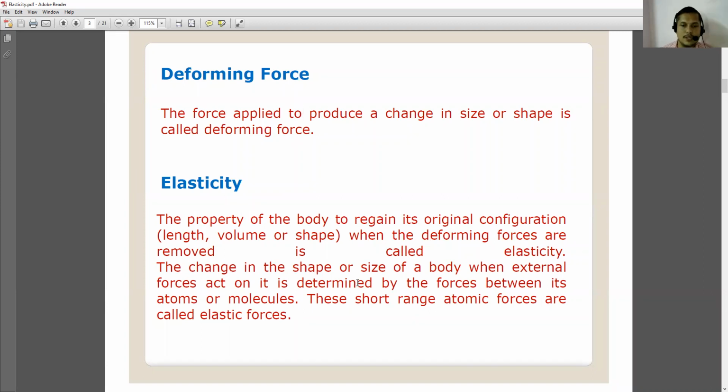These short range atomic forces are called elastic forces.